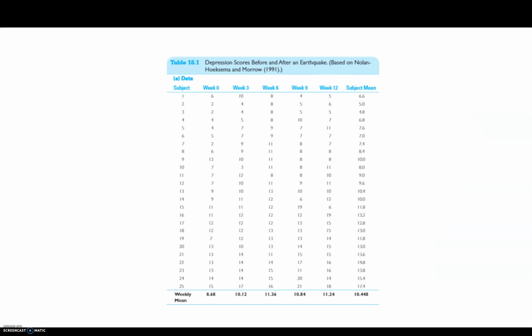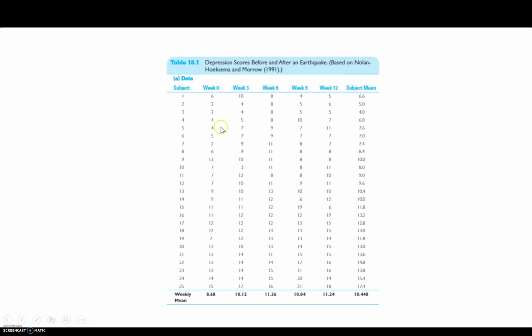Okay, so here's an example of some data that you would measure with a repeated measures ANOVA. Now, this is still called a two-way ANOVA. For example, in Excel, you'll still call this a two-way ANOVA. But it kind of looks more like just a one-way ANOVA, except you have repeated measurements taken on each subject. Okay, so here are 25 subjects, and these are depression severity scores before and after an earthquake. So this was before the earthquake, and then 3, 6, 9, and 12 weeks afterwards.